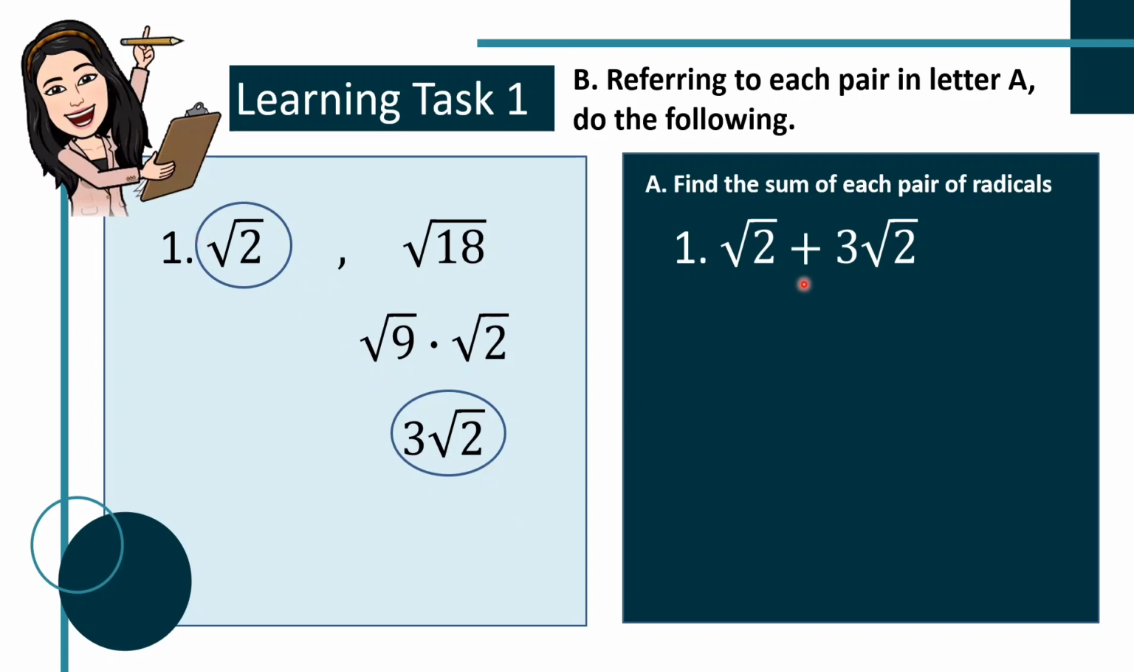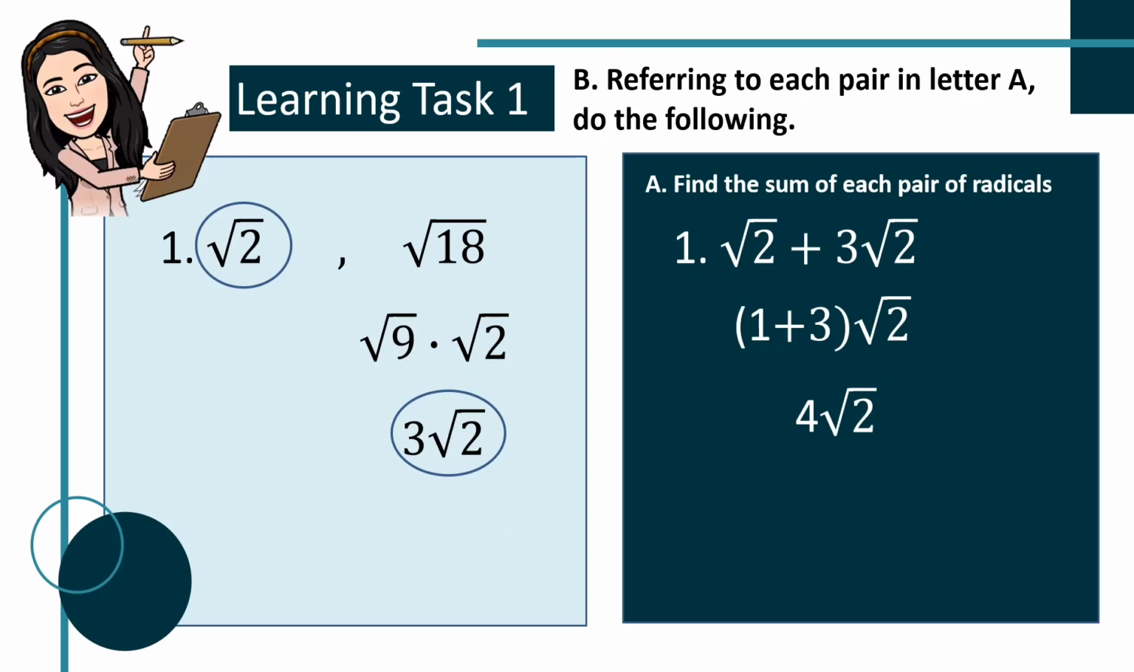Now, we will just follow the procedure in performing addition of radicals, and that is by adding their coefficient and then copying their common radicals. So, what is the coefficient of this one? Okay, that is 1. So, ito naman ay 3. So, 1 plus 3 square root of 2. Simplifying, 1 plus 3 is equal to 4 square root of 2. So, therefore, this is the sum of the pair of our radicals.